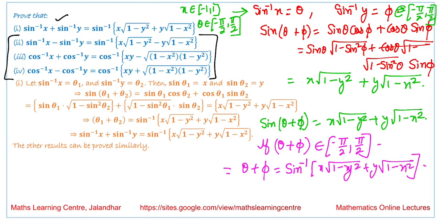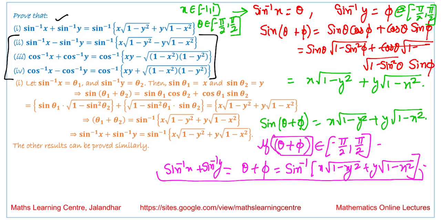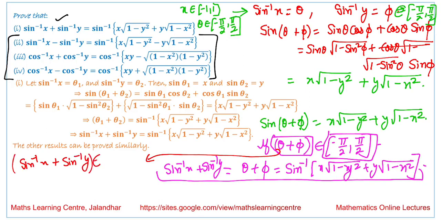And what is theta plus phi? It is sine inverse of x plus sine inverse of y. So we have this formula over here, but the condition now is that this theta plus phi should belong to the interval minus pi by 2 to pi by 2. That is, this formula is only valid when sine inverse of x plus sine inverse of y belongs to the interval minus 1 to 1.